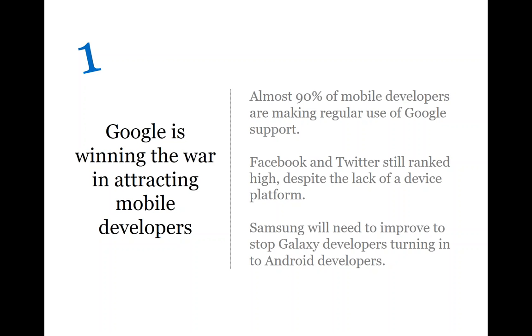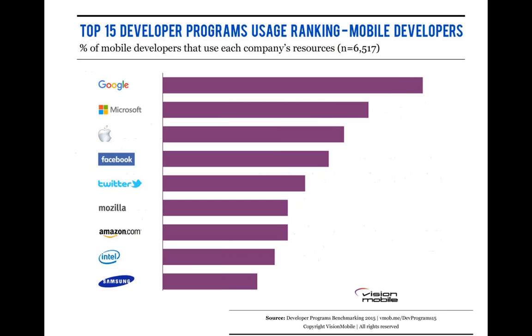Facebook and Twitter ranked surprisingly high. They obviously don't have a device platform, but still very popular. Samsung is an interesting one. We'll see on the chart. In fact, if I go to the chart, I can show you that. Here's the chart, and you can see Samsung. There's 15, but we only showed a few here just for this webinar. But you can see Samsung there at the bottom.